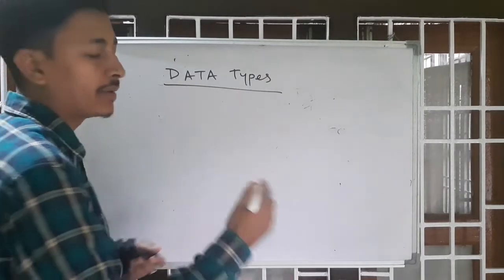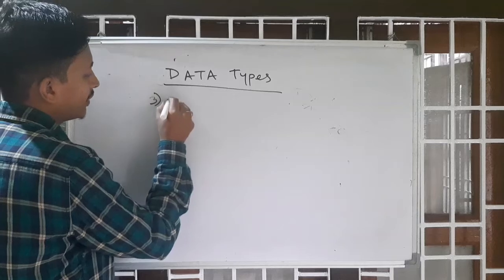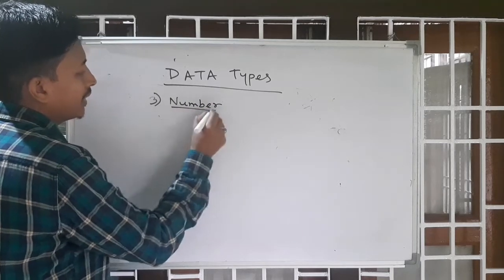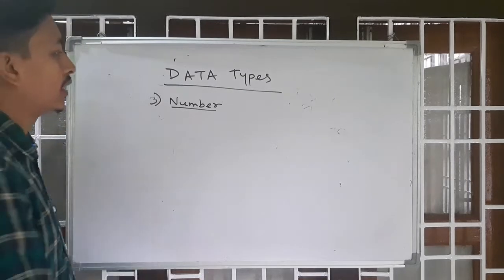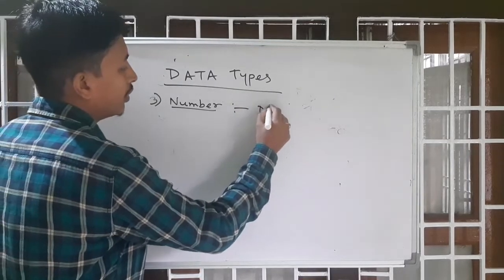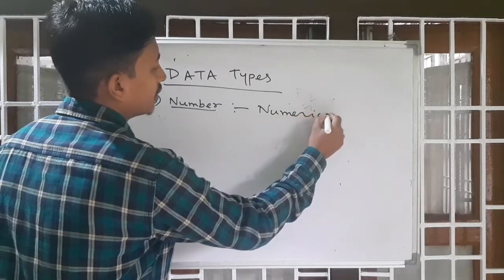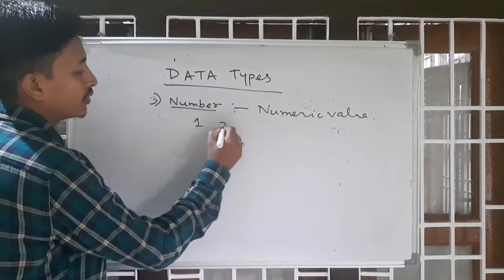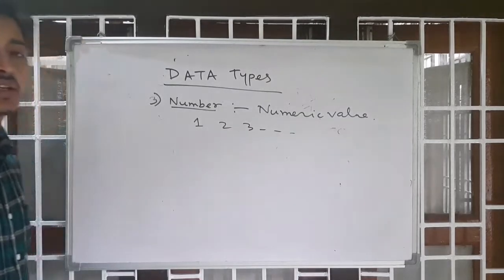Next data type is number. Number 3 data type is number. So number is used for numeric value. Numeric value means what? 1, 2, 3, 4. This one. Okay.